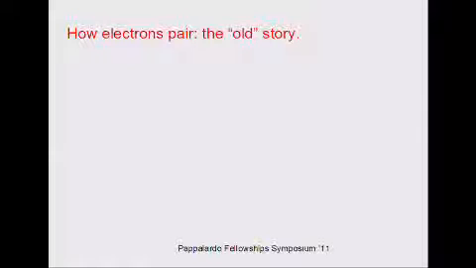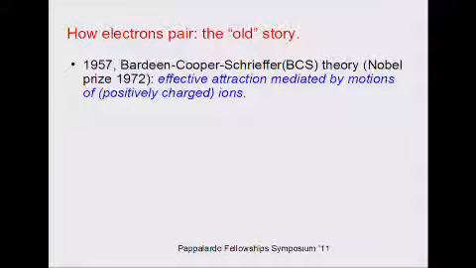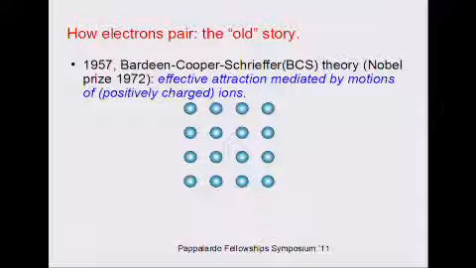So how can we answer that? Let me show you how we answer that in our old successful theory of superconductivity, the BCS theory. This was developed by Bardeen, Cooper, and Schrieffer about half a century ago. And they say the effective attraction is mediated by the motions of ions. I think everybody knows in solids, we have not only electrons, we have ions around. They form a regular pattern called a lattice. This is a simple picture of the lattice.